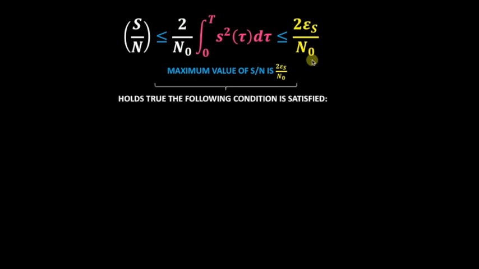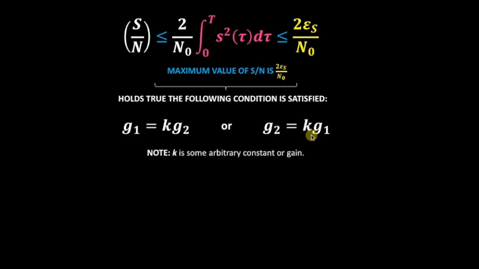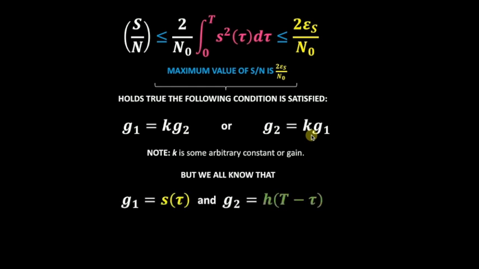Now this maximum value will be satisfied if the following conditions are also satisfied: whatever G1 that you use will be equivalent to kG2, or your G2 is equivalent to kG1. Again, k here is some arbitrary constant or gain. But we all know that we have represented G1 as s(τ) and our G2 as h(t − τ). Therefore, we can derive the following conditions in order to satisfy the maximum value of our signal-to-noise ratio.